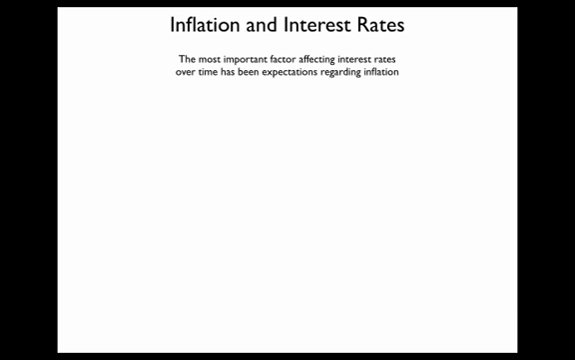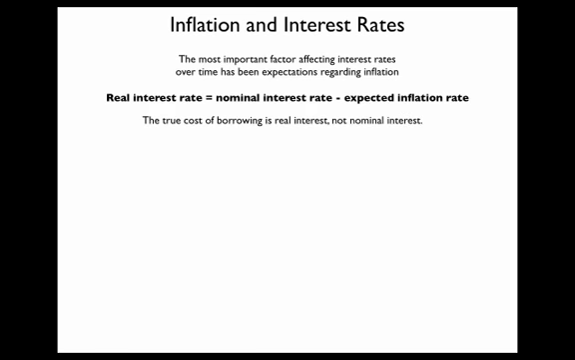So of all the things that can impact interest rates, everything that we've talked about, shifts in supply, shifts in demand, and so on, over time, the most important factor has actually been expectations regarding inflation. So let's talk a little bit more about how that happens. Well, recall that the real interest rate equals nominal interest rate minus expected inflation rate. And it's that expected inflation rate that we're going to talk about tonight.